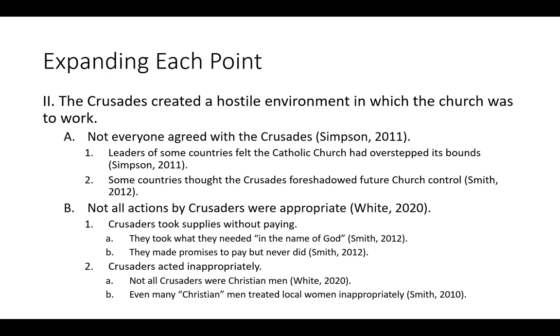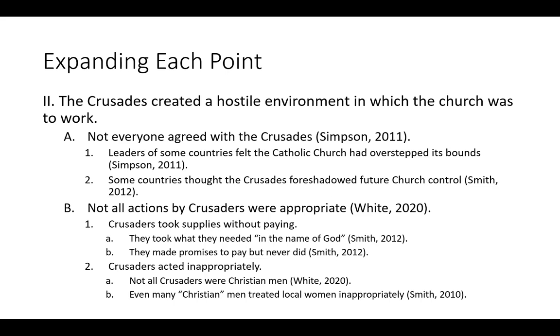Crusaders acted inappropriately. Not all crusaders were Christian men, according to White. Some of them were just kind of conscripted into service. And even the many Christian men treated local women inappropriately. There are lots of stories recorded in Smith's earlier book in 2010 about the actions of the Crusaders. And this goes on and on.